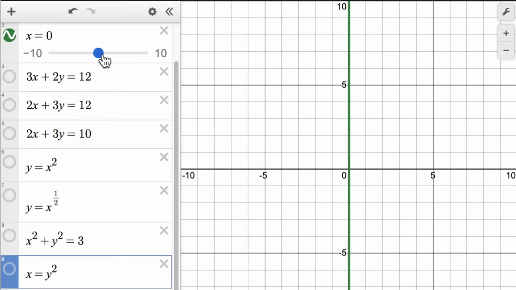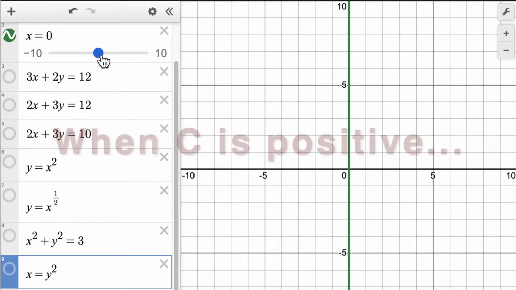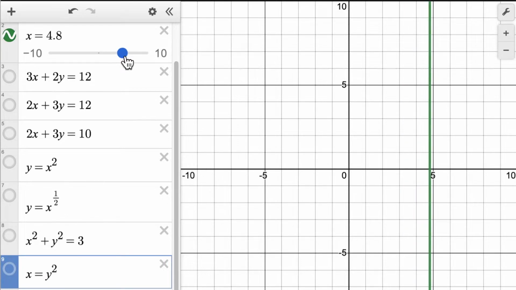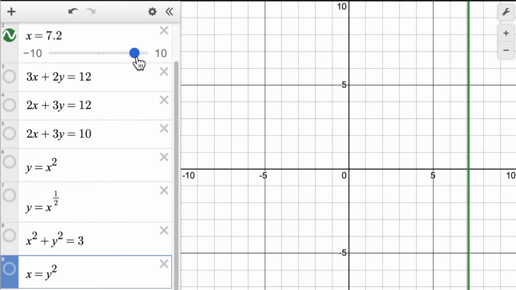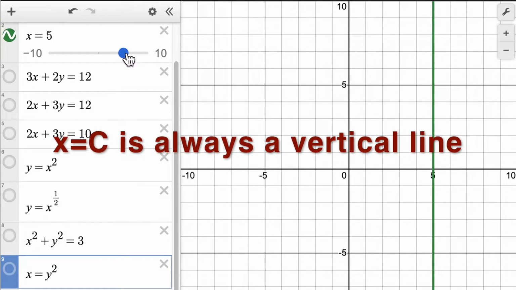Now, if we change the constant or the right side of the equation to be positive, the vertical line moves to the right. Notice that the x value right here is always equal to 7, or the x value right here is always equal to 5. That is a vertical line.